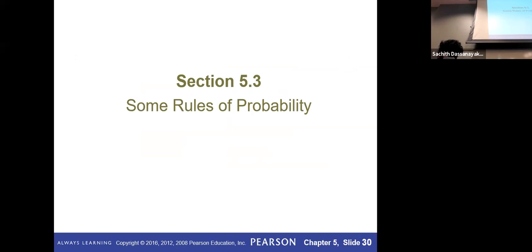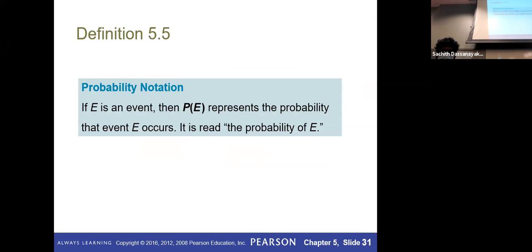Yes, we have enough time. Let me explain these rules. Probability notations. I have already mentioned the notation: it is capital P. If you have event E, it is probability of E. That's how we read it. Capital P means probability, E means event. Whatever is inside this bracket denotes the event. You can write the event out, or simply assign it a letter: E equals this event, then use E in this notation.